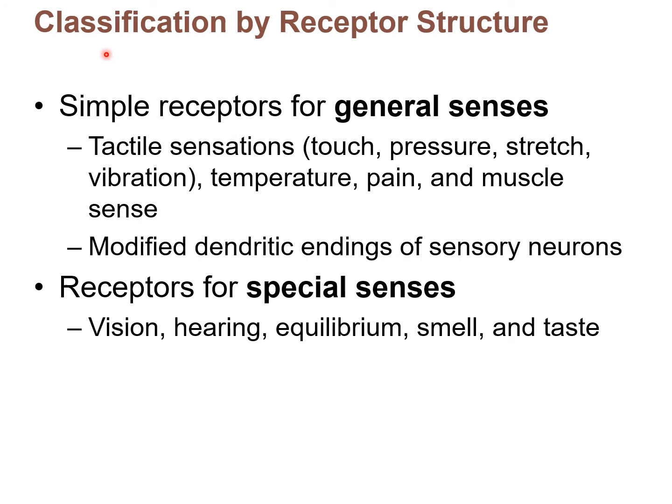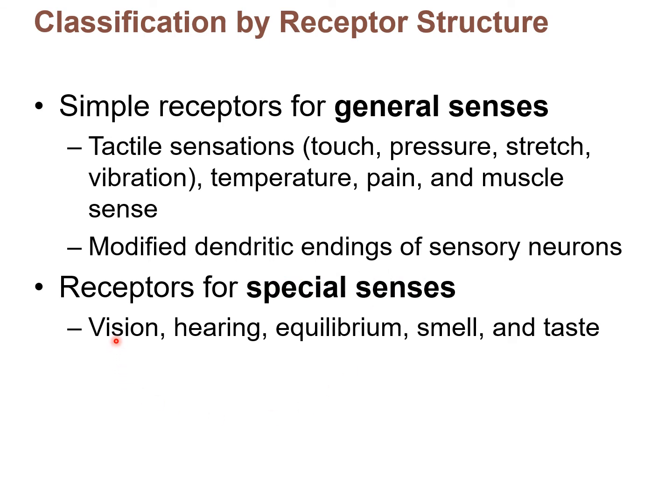And for this slide, classification by receptor structure, I'm kind of more concerned that we know the difference between general senses and special senses. General senses are located throughout your body, mainly in the dermis, right, but also in other places. So these receptors respond to these general senses like touch, pressure, stretch, vibration, temperature, pain. There's no specific tissue that's dedicated toward those senses. They're just head to toe receptors located throughout the body, where a special sense has some organ or tissue in a specific location dedicated to that sense.